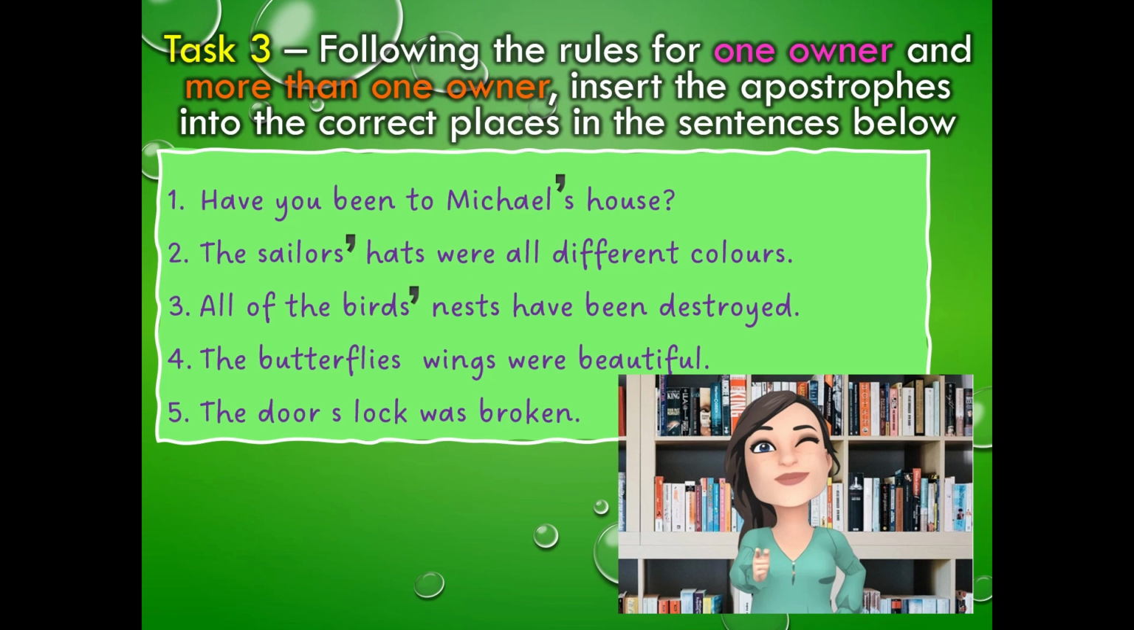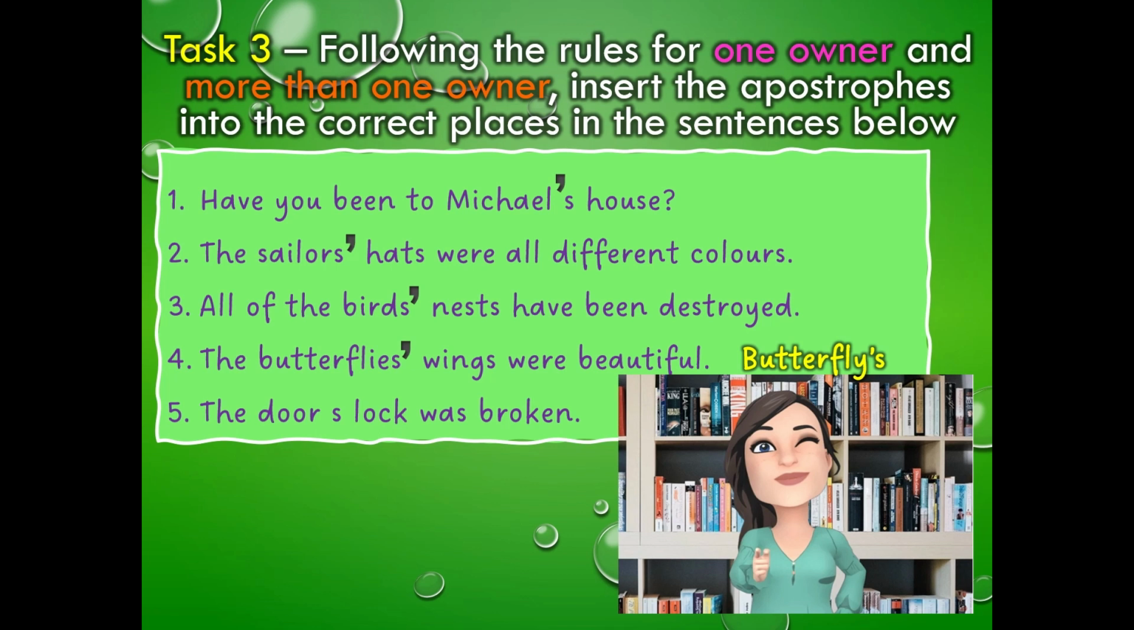Number 3, all of the birds' nests. So "all of" suggests there's more than one bird, so the apostrophe will go after the S. Number 4, the butterflies' wings were beautiful. How many butterflies are there? Well, there's more than one because it's spelt in its plural form, I-E-S. If there was only one butterfly, we would use a Y rather than I-E-S.